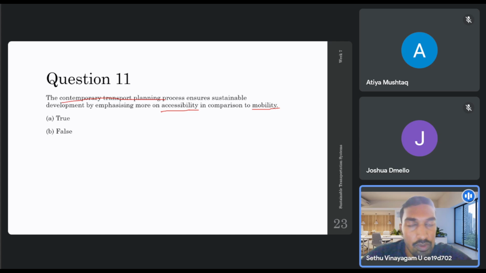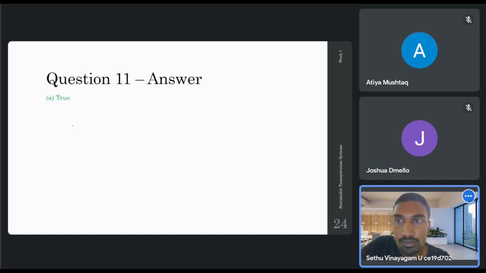If you are planning it that way, then you'll still be providing people with mobility, but also in a more accessible way, right? So people will be more encouraged to use public transit systems than going with their private vehicles. Therefore, this is a more sustainable way when we think in terms of accessibility rather than just mobility, right? So that's the current way of thinking to ensure that we have a sustainable development. So therefore, the given statement is correct.